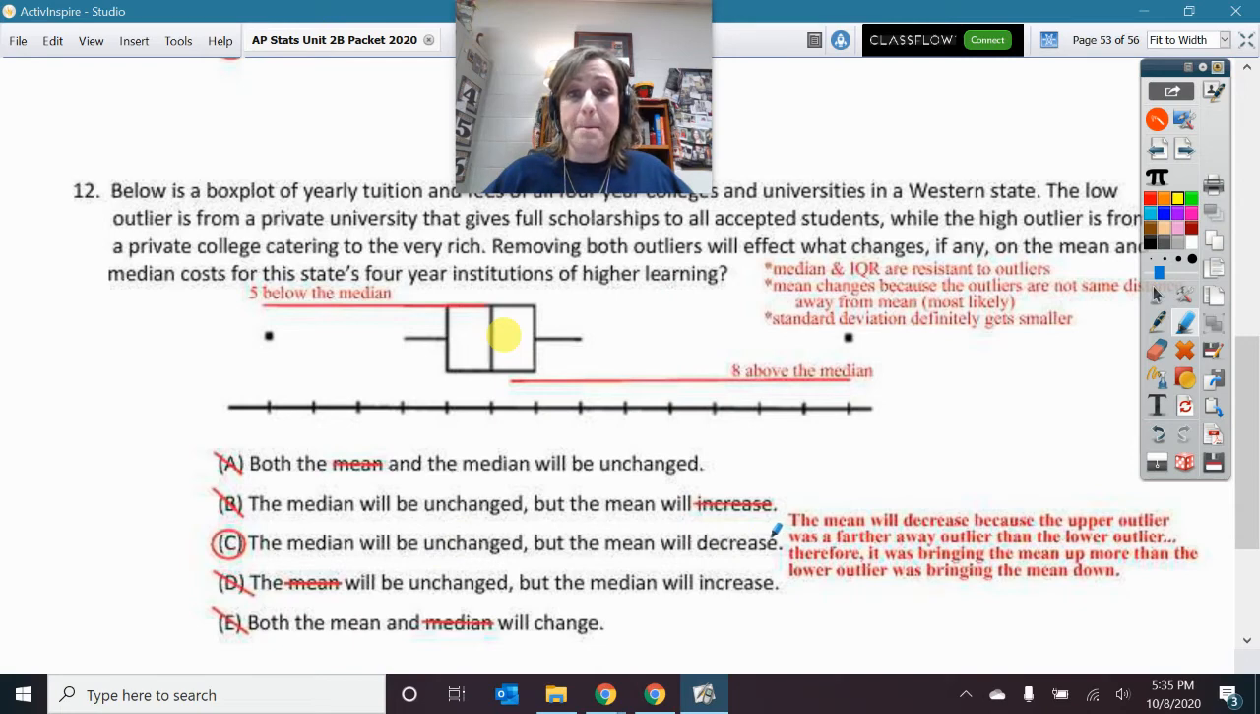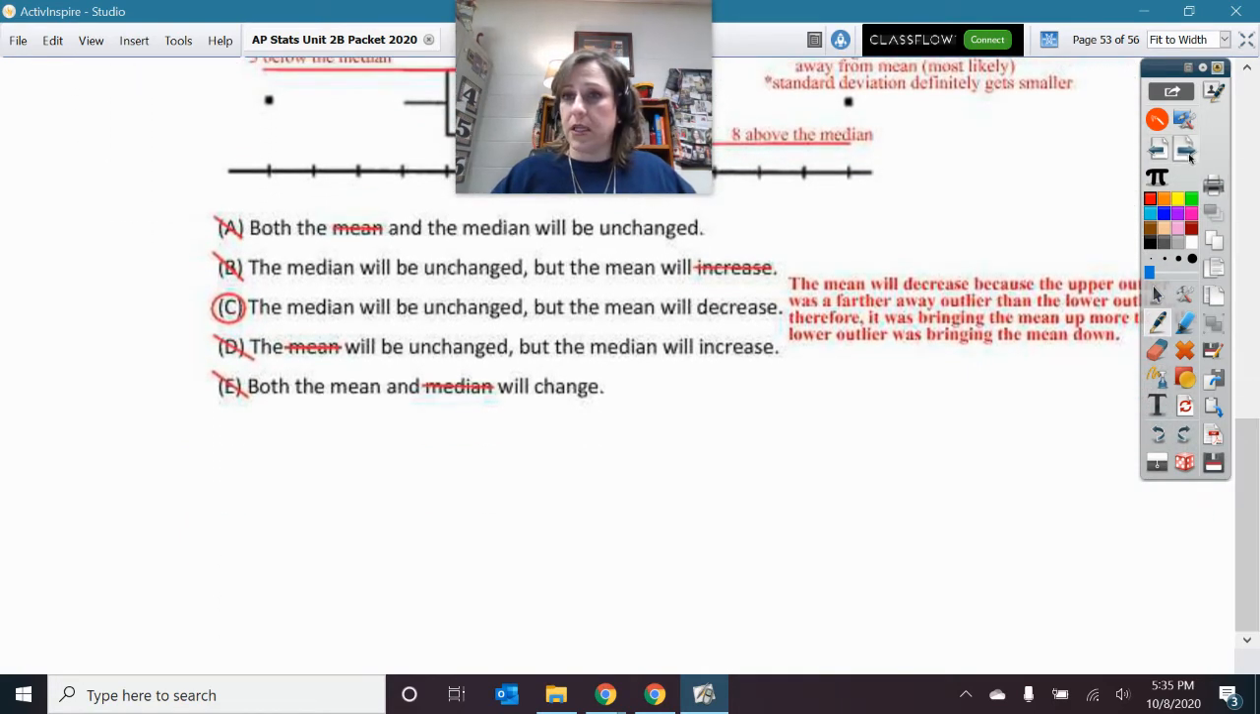Now, look, the mean, when you take away this one here, it's pulling it up. It's pulling it up more than this one is pulling it down. This one is a stronger pull because it's farther away. So that means if you take this away, then the mean is definitely going to go down. So it will get smaller because you're taking away a bigger number up top. Going to go down. All right.